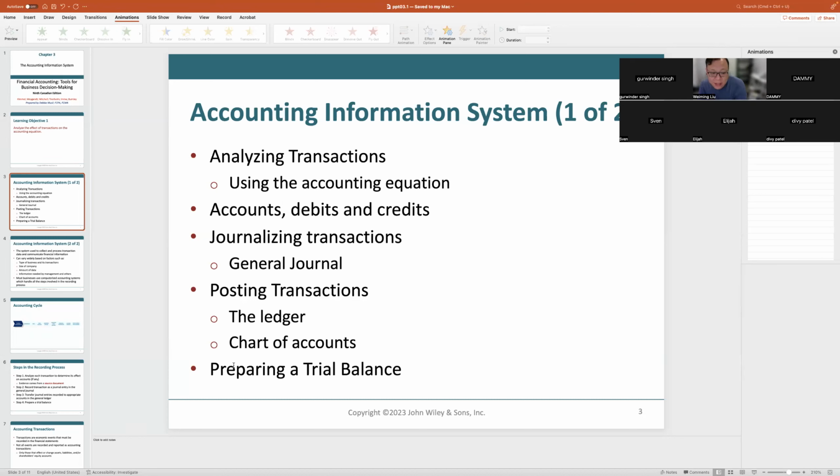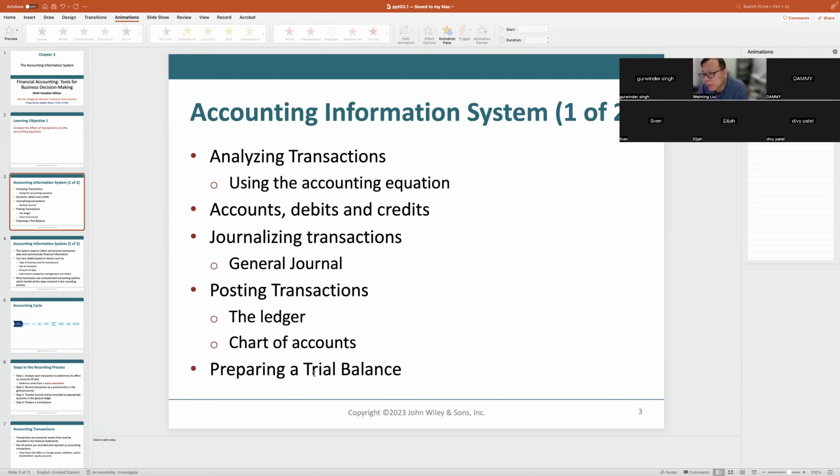And then the last step is called preparing a trial balance. So what is a trial balance? A trial balance shows the balances of all the accounts for the company as of the fiscal year end of the business. So you summarize all the account balance information, and that's called a trial balance.